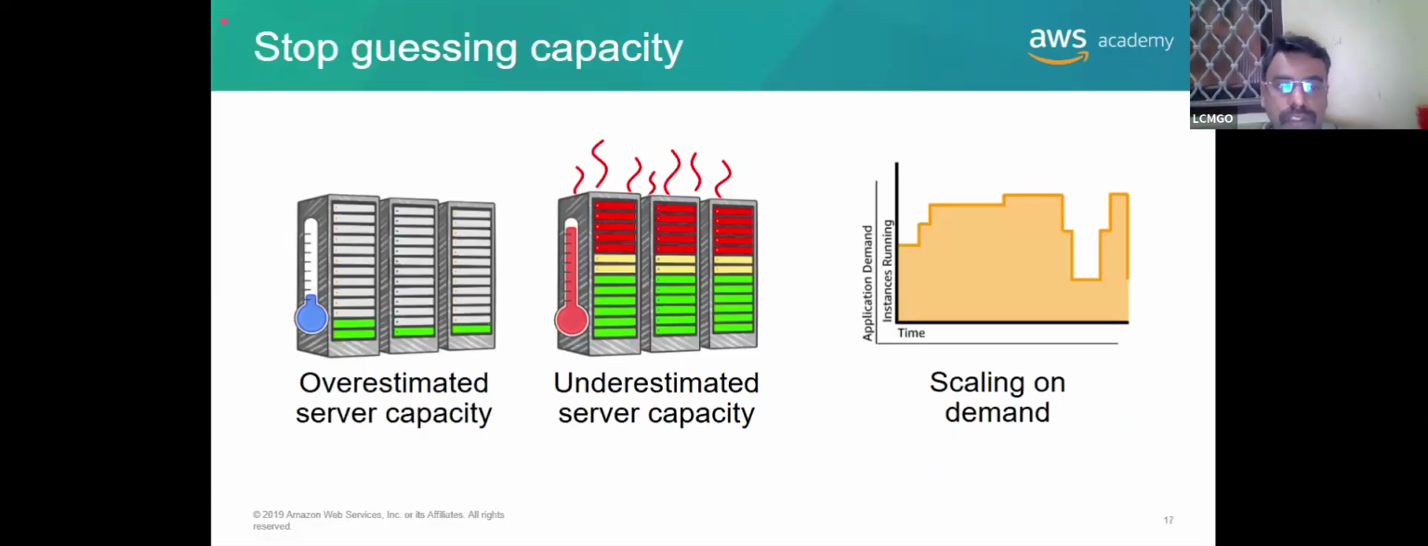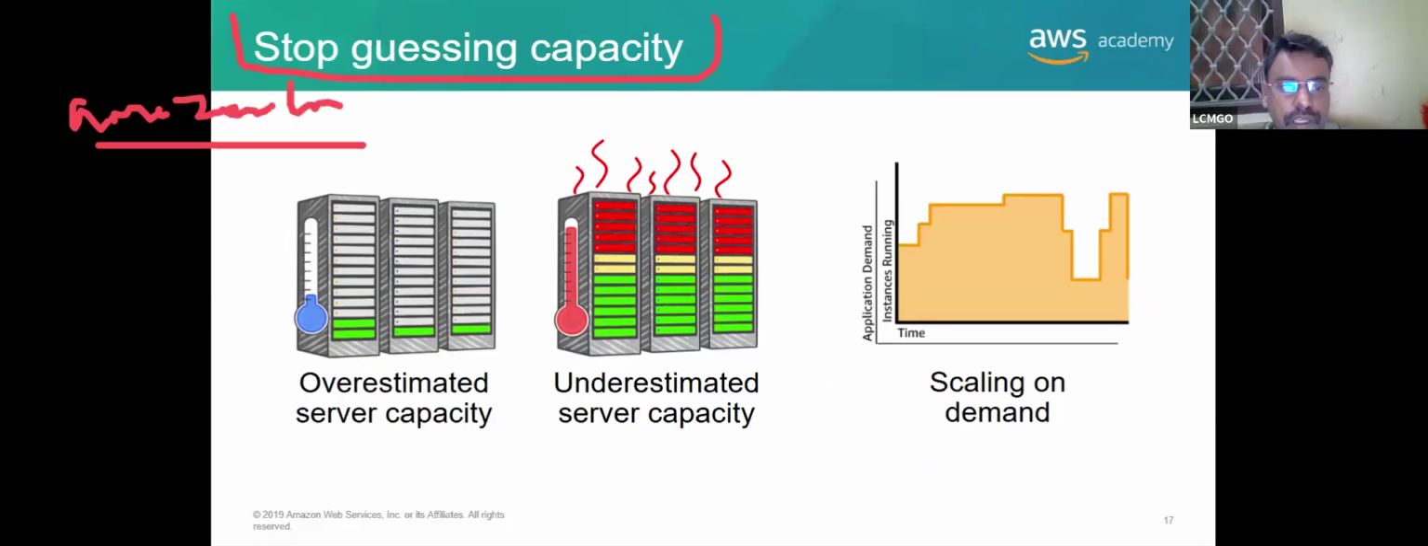Third one, stop guessing capacity. Now, for example, you are having a website. Let us take Amazon.com itself. Amazon.com thinks that November month is the peak. Correct? What is the peak month? November month is the peak.